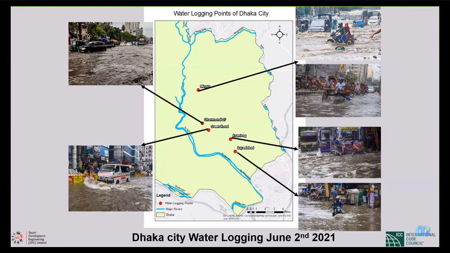And here are some examples of Dhaka city flooding. That is the evidence. These are the areas where we have problems with water.